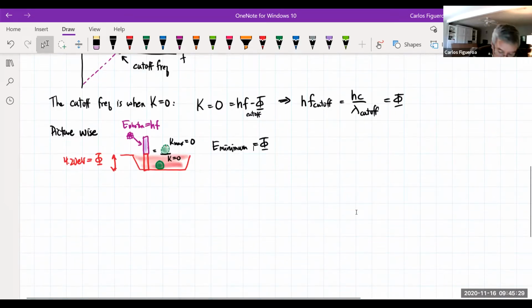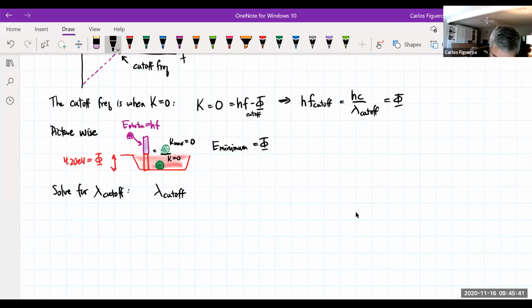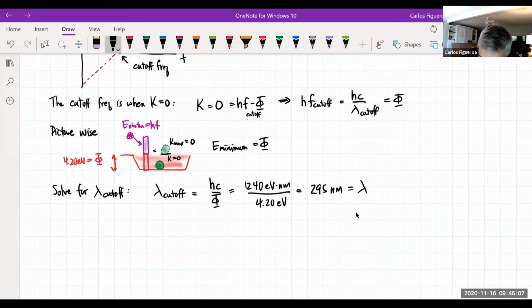So now I want to go and solve for lambda cutoff. If I solve for lambda cutoff from this equation right here, you could see that this guy then has to be what? hc over this. And then if I start putting in my values, I'm going to get 4.2 electron volts. And then in the end, it's going to be 295 nanometers. And that's the so-called cutoff wavelength.